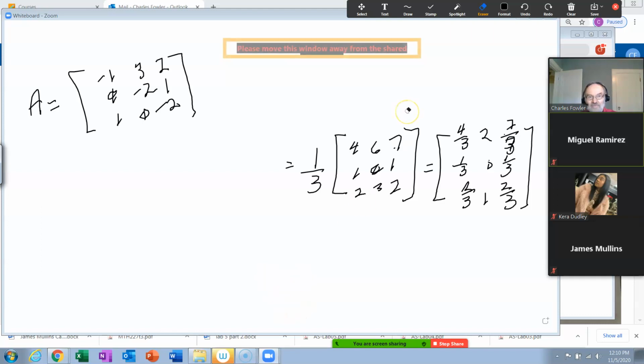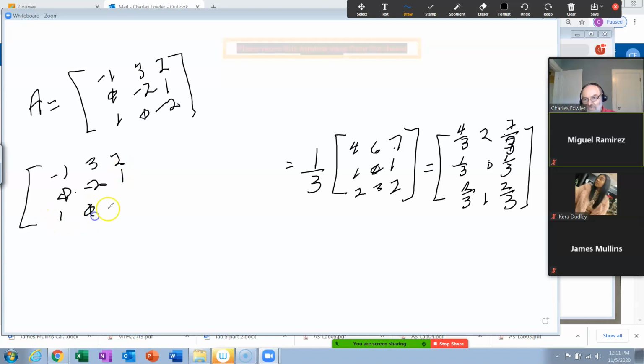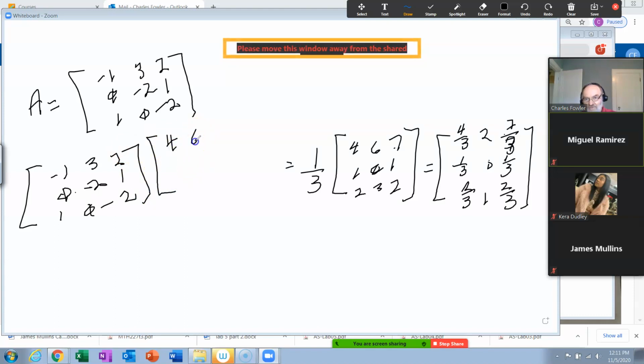Now again, what I'm going to do is just multiply this one by that one, and then at the end take a third of it. I think you'll see it works out pretty nicely that way. So it'll be -1, 3, 2, 0, -2, 1, 1, 0, -2 times 4, 6, 7, 1, 0, 1, 2, 3, 2. And this is going to produce a 3 by 3.